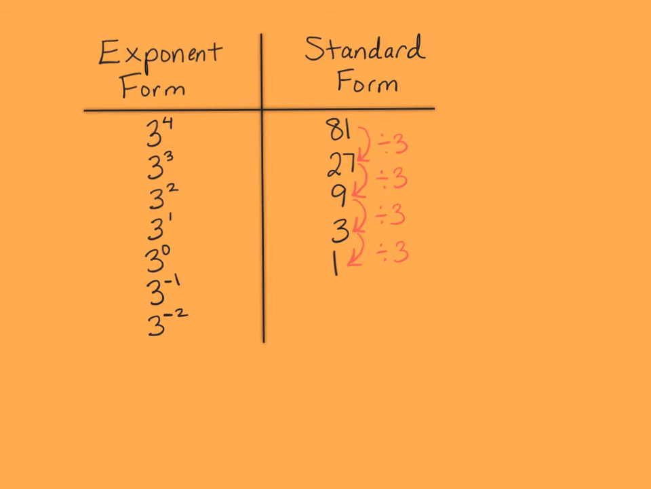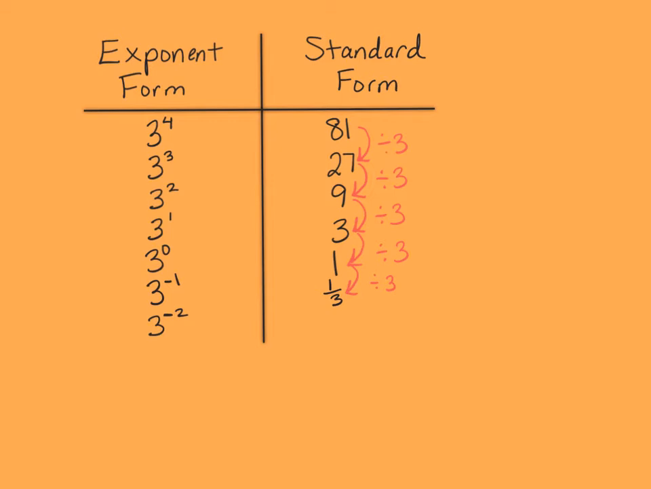So if I want to keep my pattern going on standard form, it looks like I could divide by 3 again. So let me divide by 3. Positive 1 divided by 3. We could write as a decimal, 0.3 repeating. But the easiest way to write it is just a fraction, 1/3. That's 1 divided by 3.